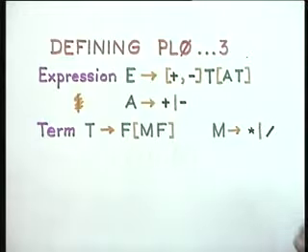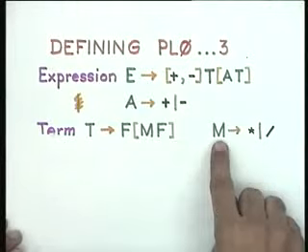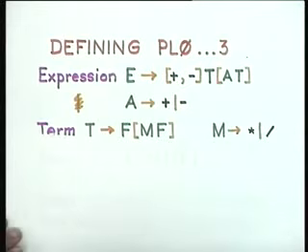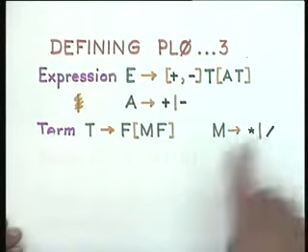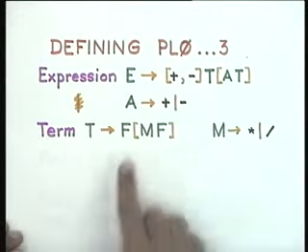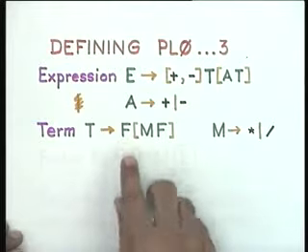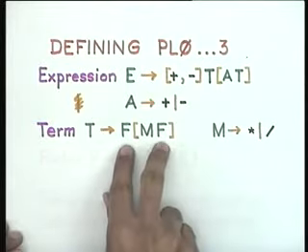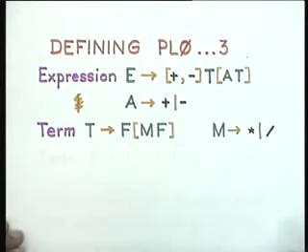A term is something which is either a factor, which we will worry about later, or it's a product of two factors or the quotient of two factors. So this M is a multiplicative operator. So star and division, the multiplication and division are multiplicative operators, and a term is something of this form, either it's a factor or it's a product or quotient of two factors, right?